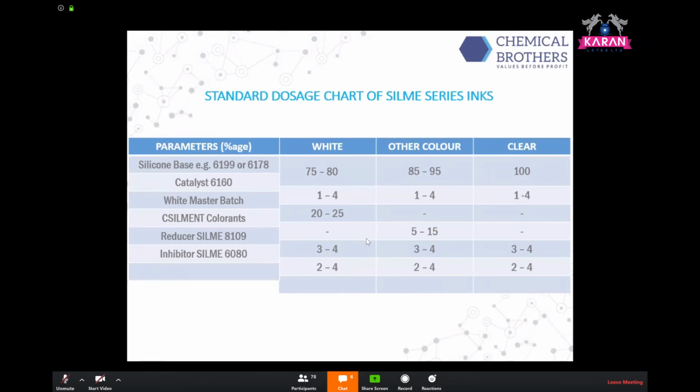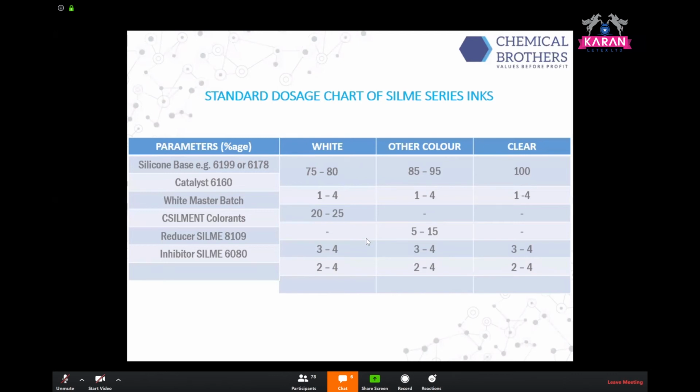In a similar case, if we have to make a colored base, then we use base at 85 to 95%, and the rest as per the standard dosage chart, like catalyst 1 to 4%. Here we are talking about colored, so we don't use white; we use color as per our print requirement. So this is the standard dosage chart. I know this might change as per the environment conditions and the print applications at different customers' ends.